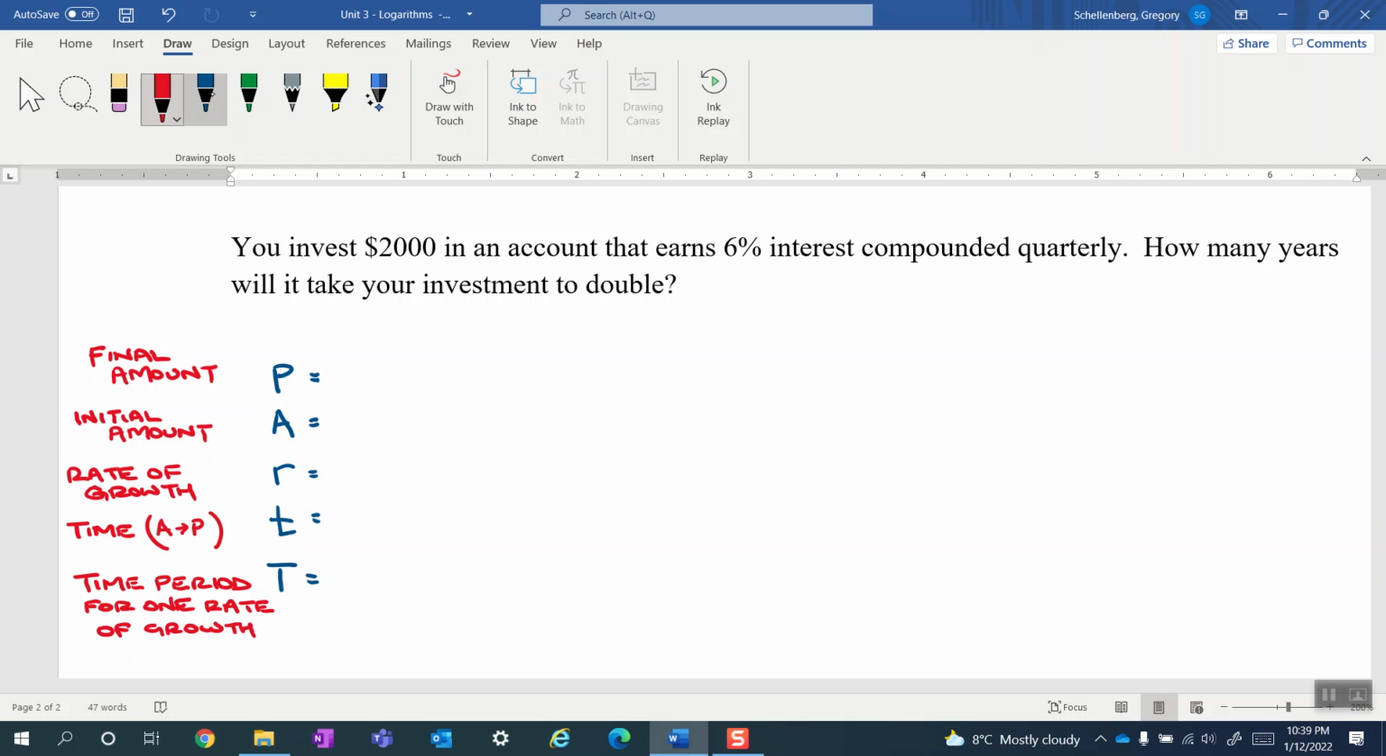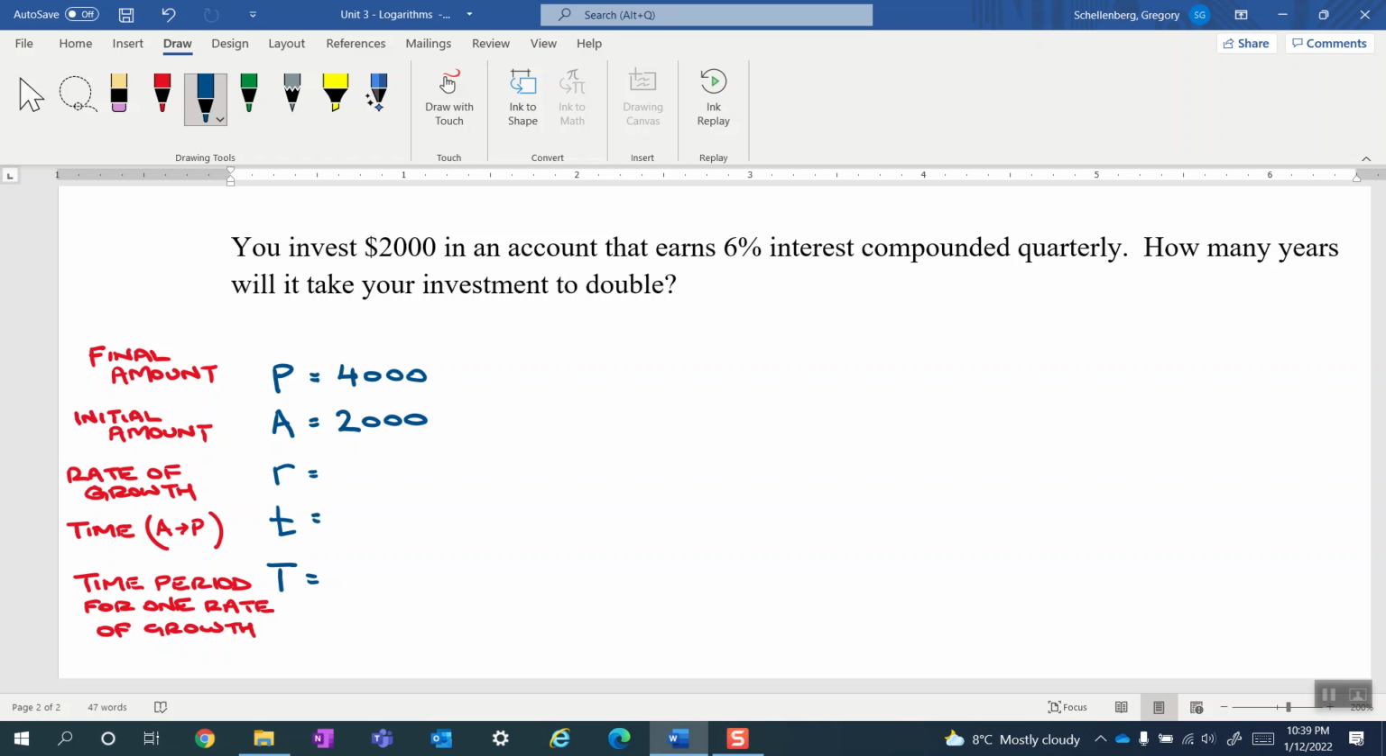Now with respect to the question: we invest $2,000 in an account that earns 6% interest that is compounded quarterly. How many years will it take for our investment to double? Okay, so we invest $2,000. This is an initial investment. It's our initial amount. It's our A value. The question's ultimately asking how long is it going to take for our investment to double? So that means our P value, or our final amount, is going to be 4,000.